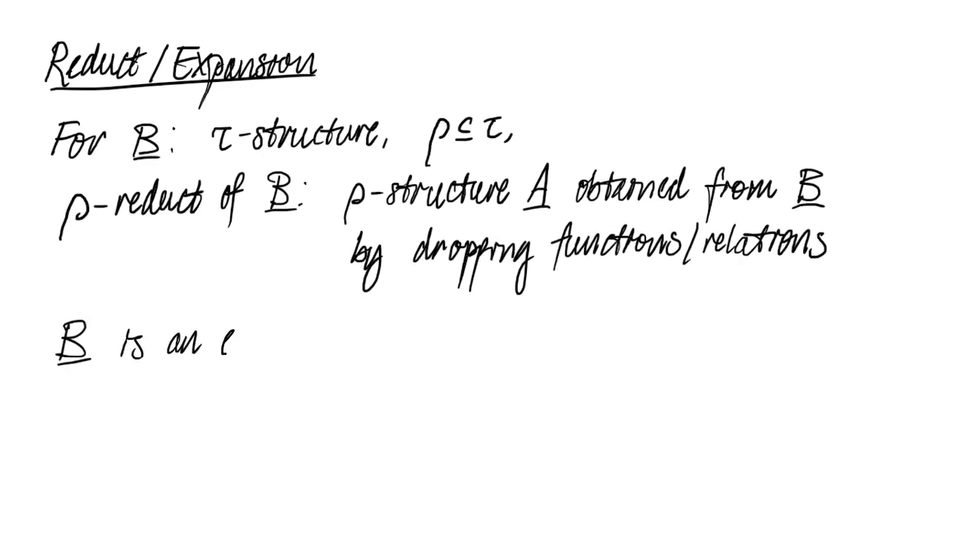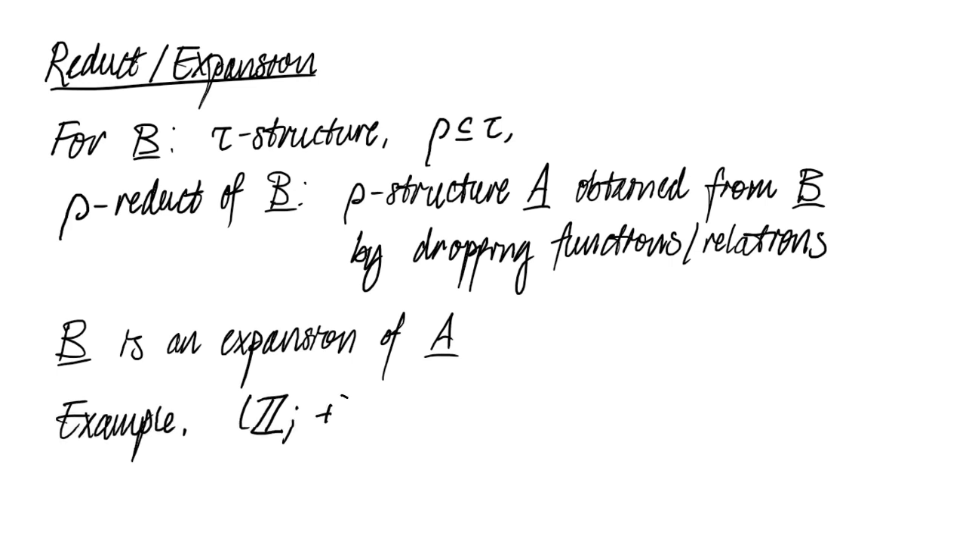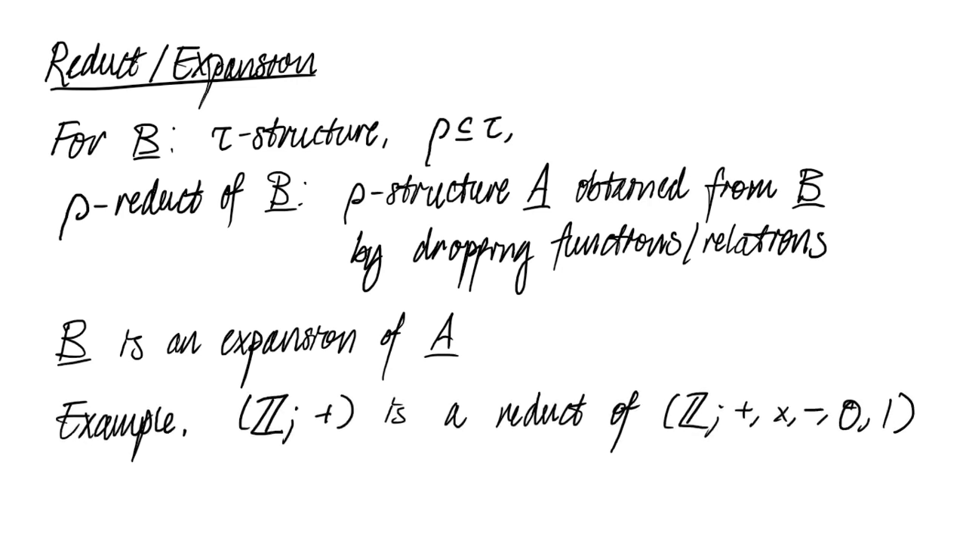For example, we can construct a reduct of the structure Z, which we defined earlier, by defining a tau structure whose base set is a set of all integers, but whose signature only contains the addition operator. Similarly, structure Z would be an expansion of this structure. That pretty much wraps up structures. Next, we'll be defining various terminologies of first-order logic.